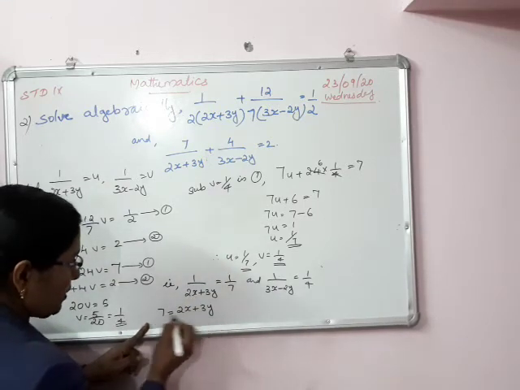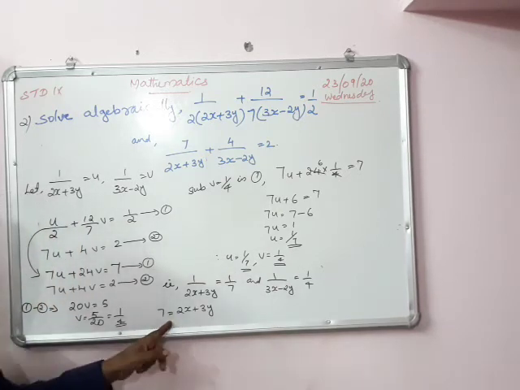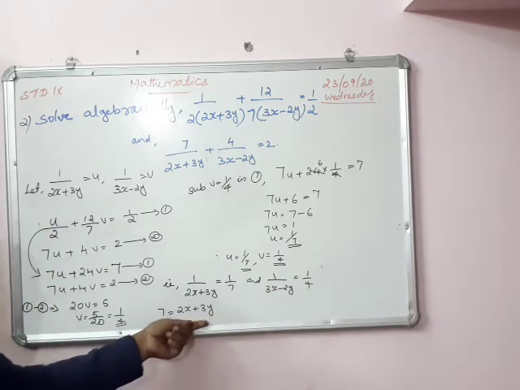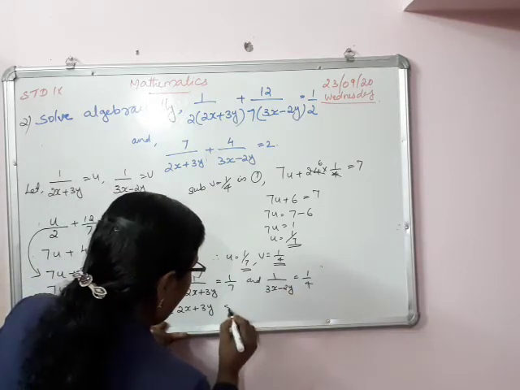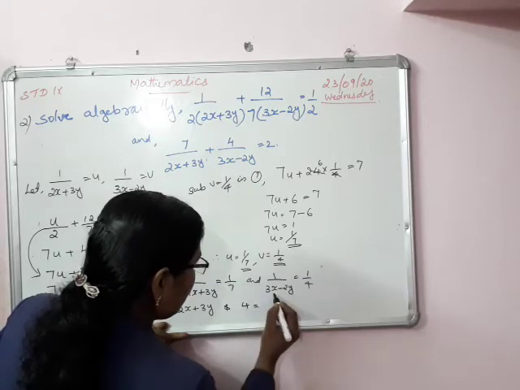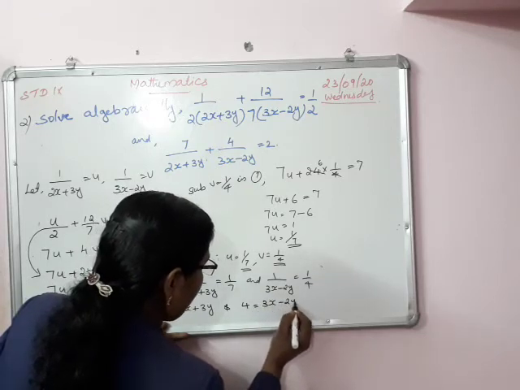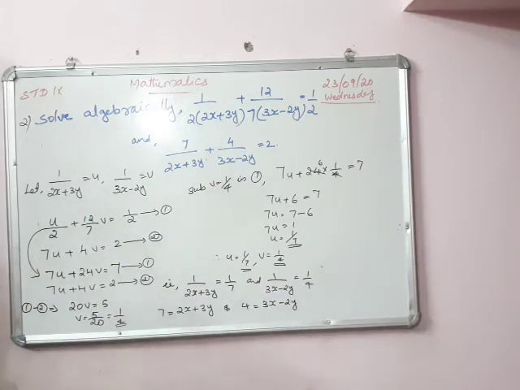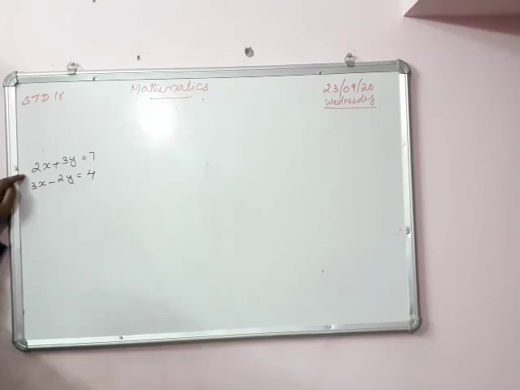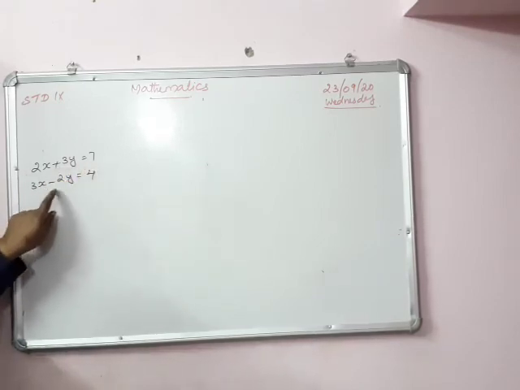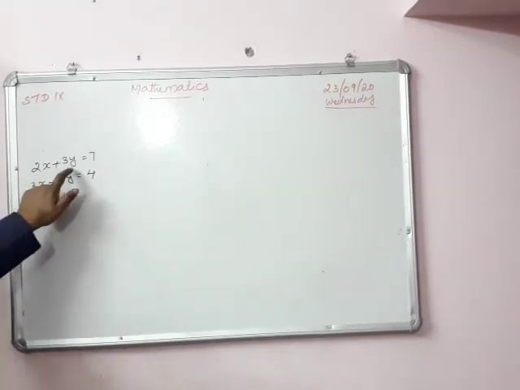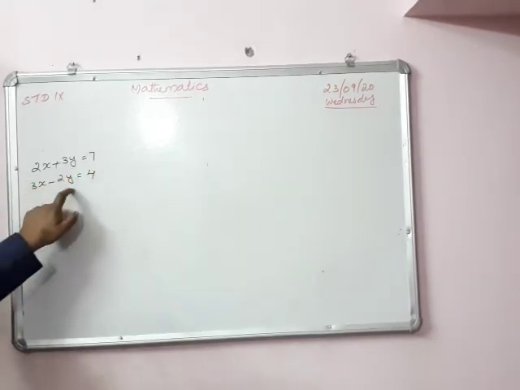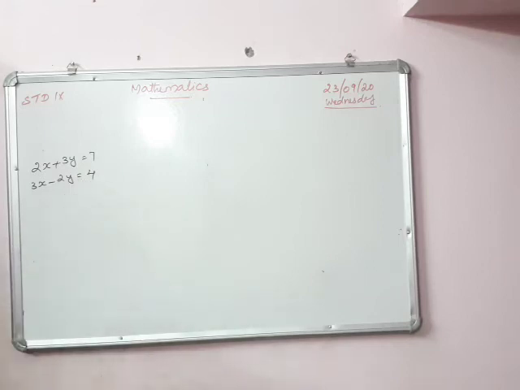Now here also, 4 is equal to 3x minus 2y. So again we can solve it. Then 2x plus 3y is equal to 7, and 3x minus 2y is equal to 4. That is 2x plus 3y is equal to 7, 3x minus 2y is equal to 4. Then how can we solve it?